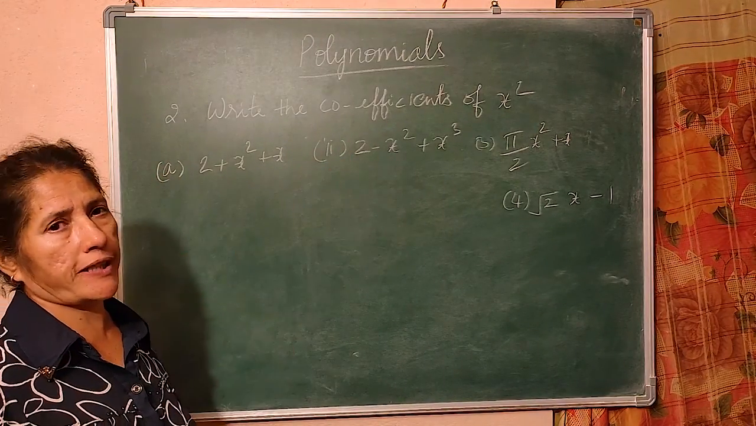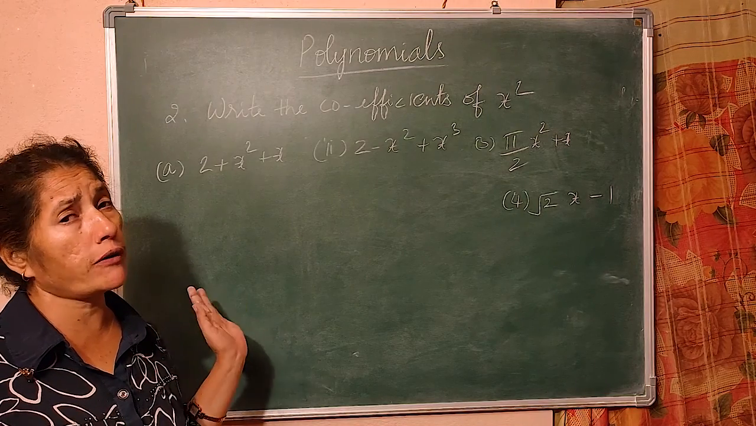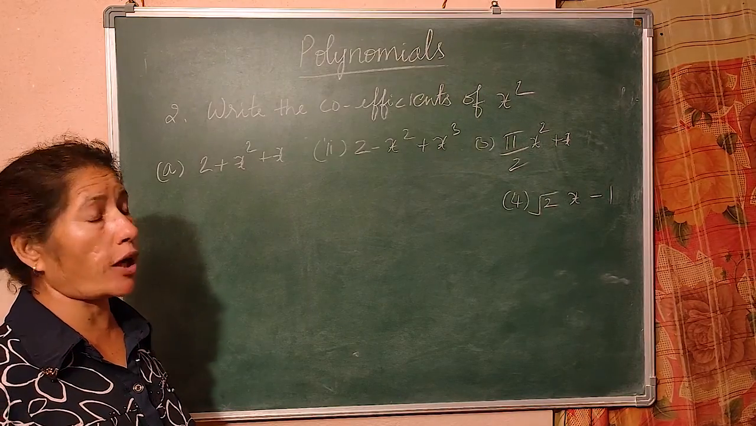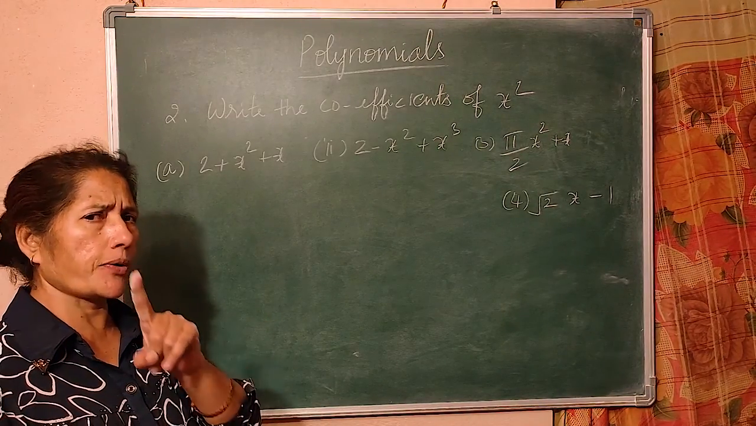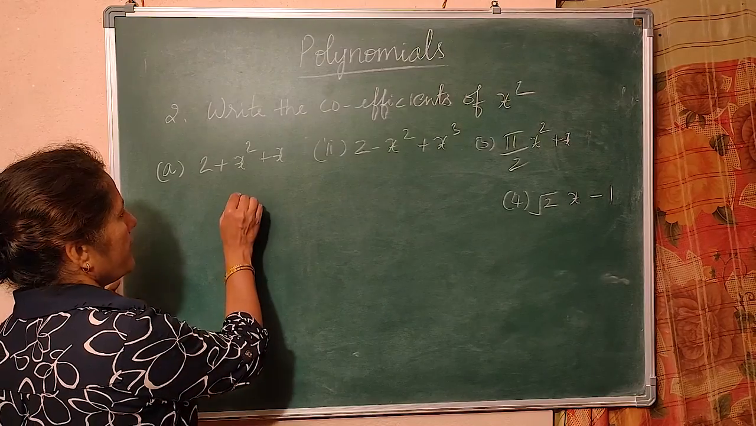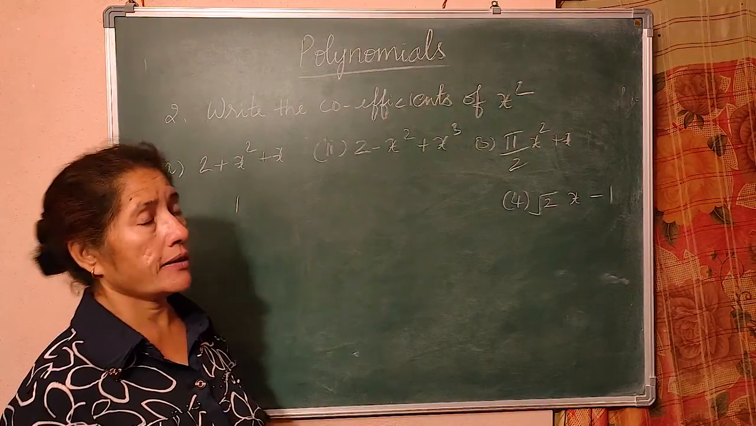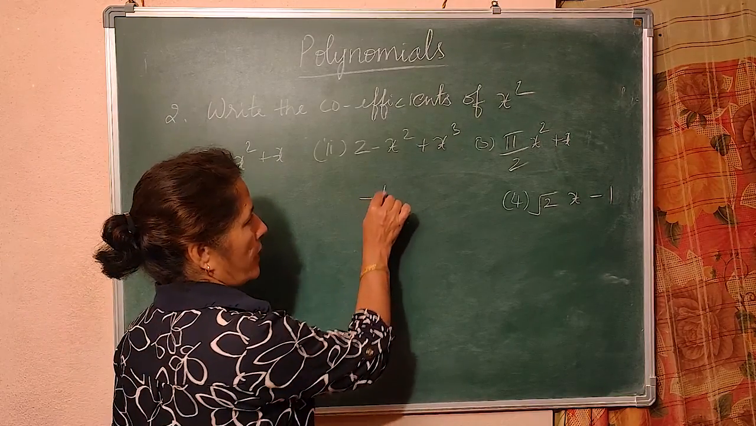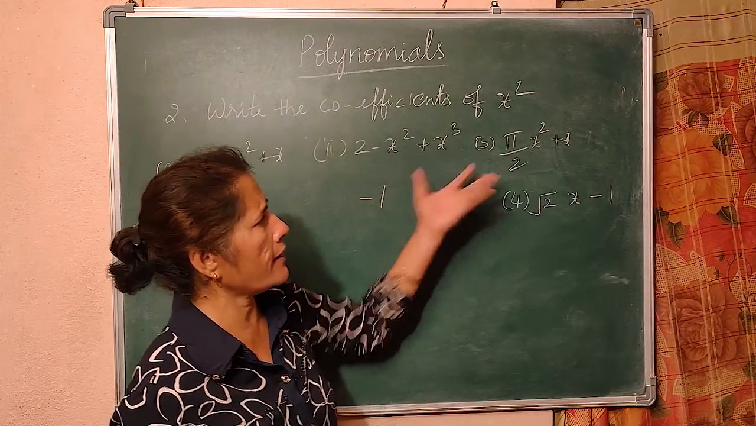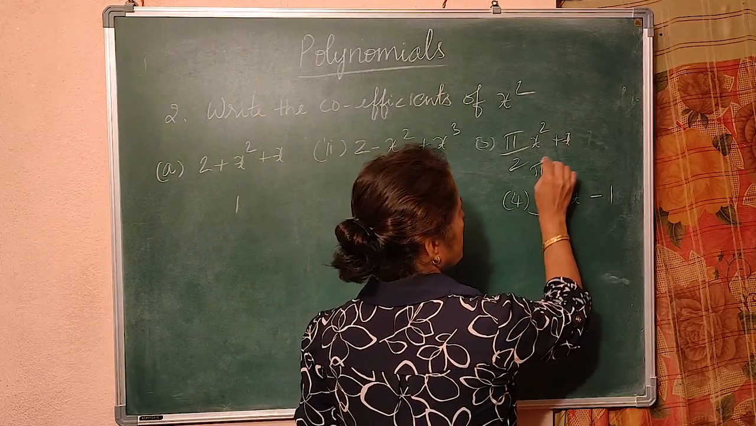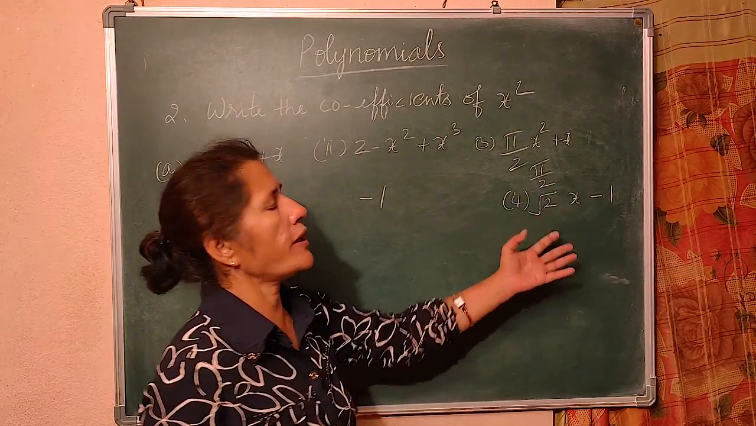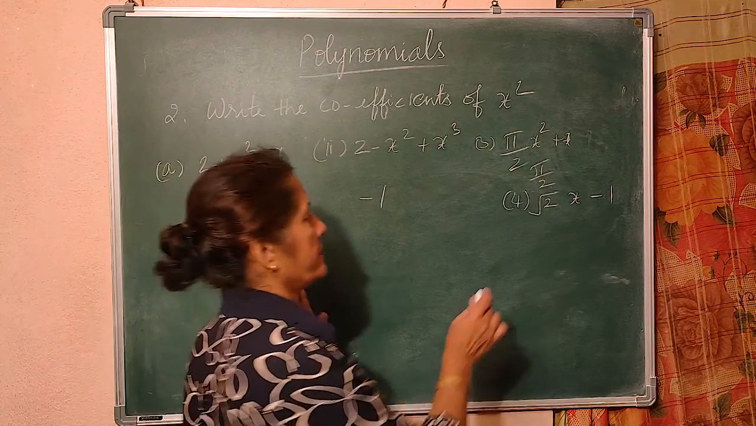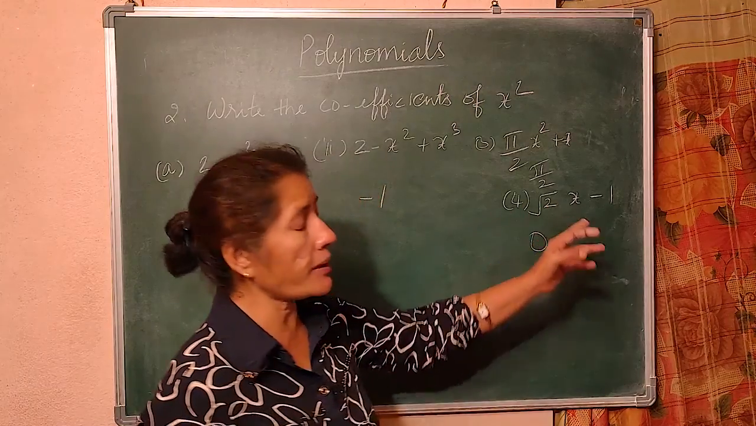Write the coefficient of x square. You have to write down the coefficient of only x square. Is there x square here? Yes. What is the coefficient of x square? How many x square? Only 1. So, coefficient is 1. Right? Here now. Now here, minus x square. So, coefficient is minus 1. What is the coefficient of x square here? Pi by 2. Correct? Here there is no x square at all. So, the coefficient is 0. Z, right? But is it a polynomial? Yes.